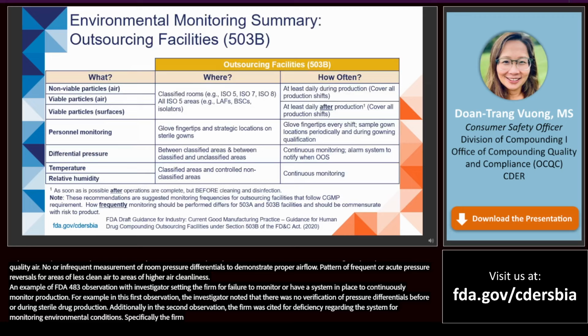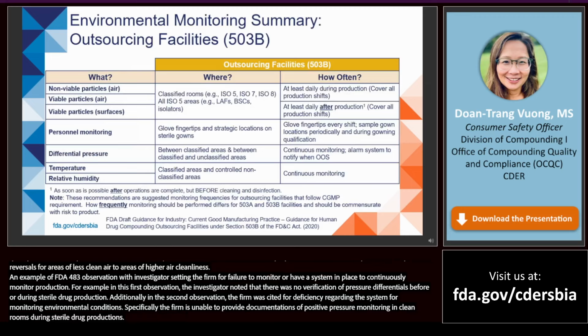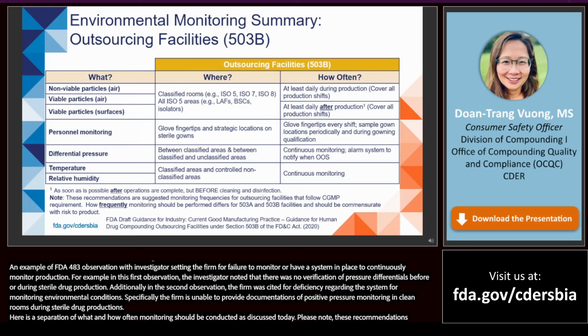Here's a table summary of what, where, and how often environmental monitoring for outsourcing facilities should be conducted as discussed today. Please note these recommendations are suggested monitoring frequencies for outsourcing facilities that follow CGMP requirements. How frequently monitoring should be performed differs for 503A and 503B facilities and should be commensurate with risk to product.